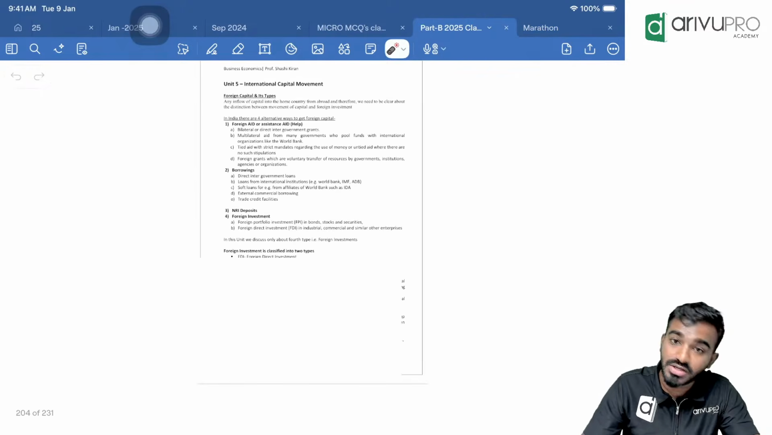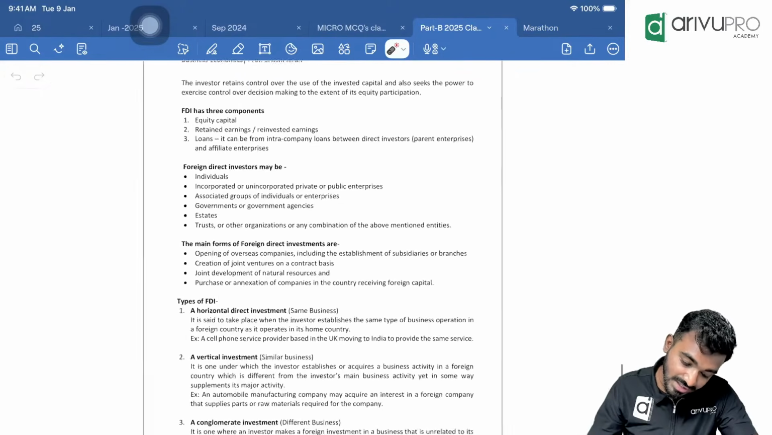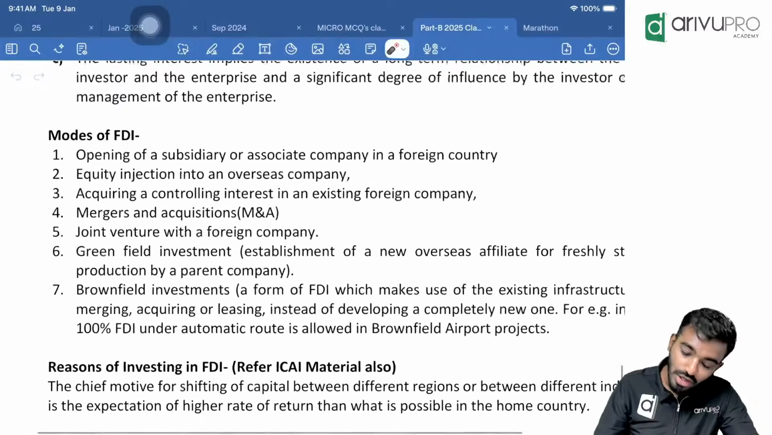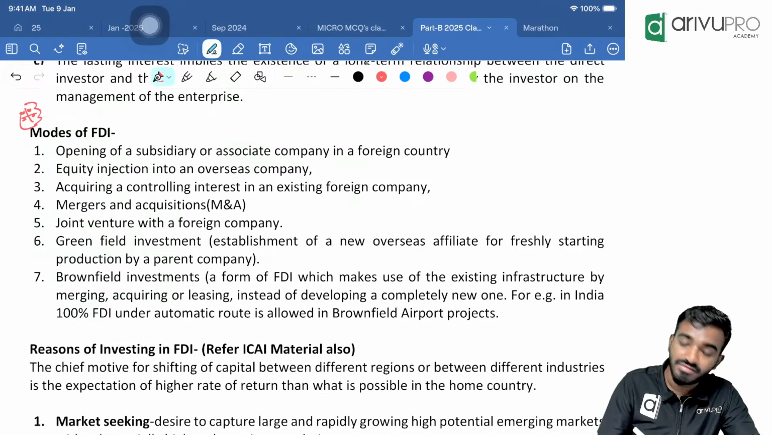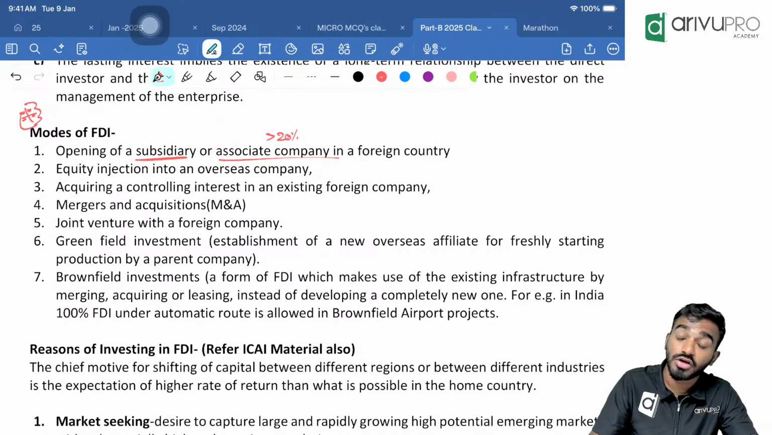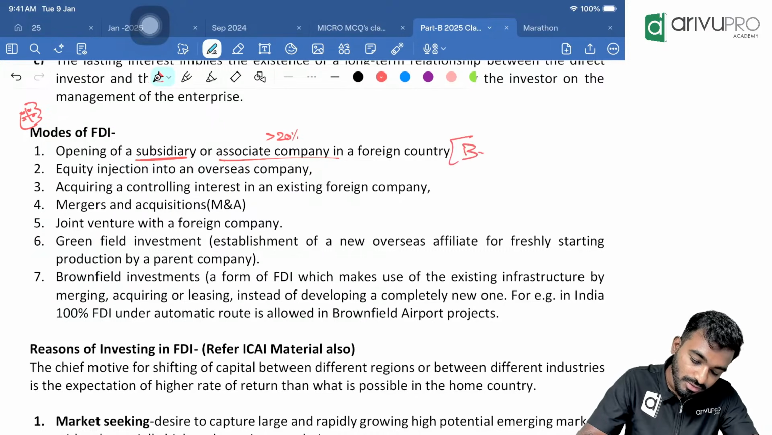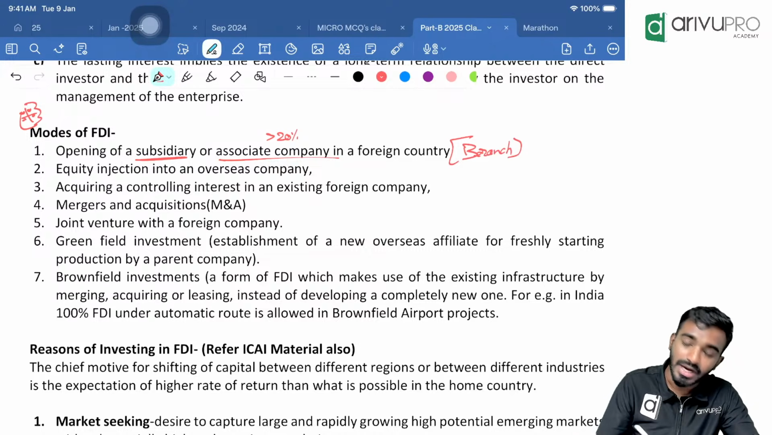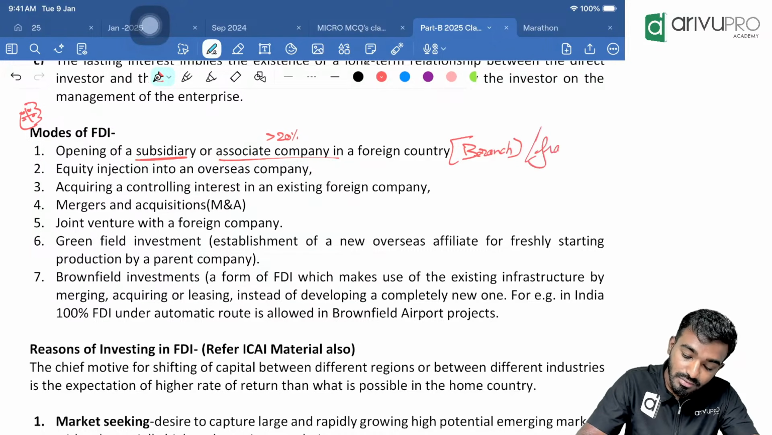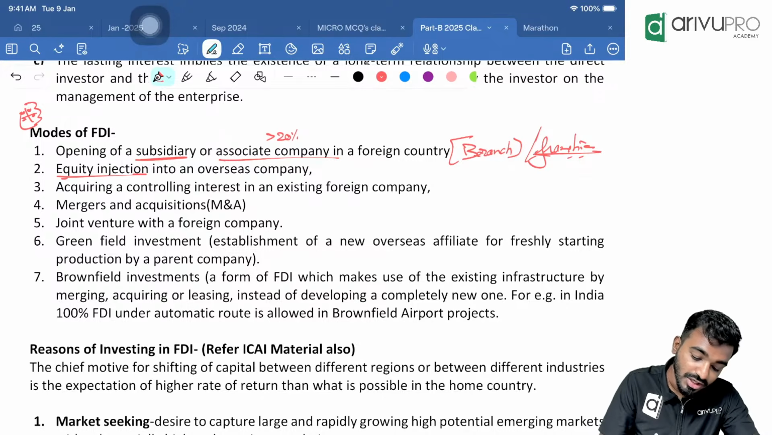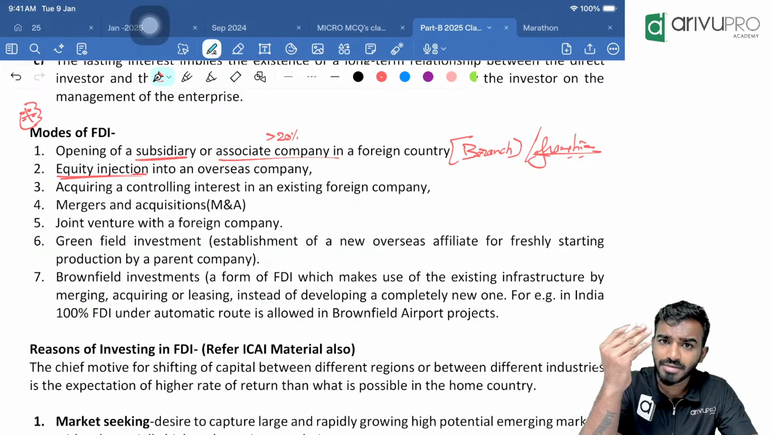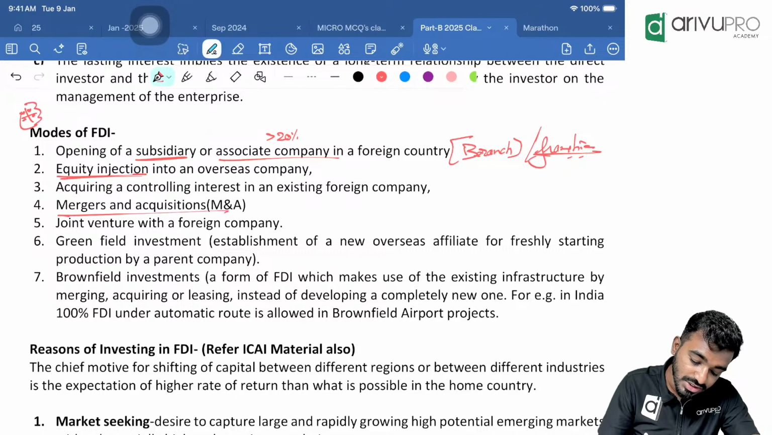Now, one of the most important repeatedly asked questions is, after entering under either automatic route approval or government approval, what are the modes of FDI? Kindly mark this as important. How do you start this FDI business? Either by opening your own subsidiary company or associated company, 20% stake, or your foreign branch, or through franchising business, McDonald's, KFC, Pizza Hut, Burger King, all this, or bringing it through equity injection, like anything greater than 10%, and also acquisitions, mergers, joint ventures, or any annexation of interest in the existing company.